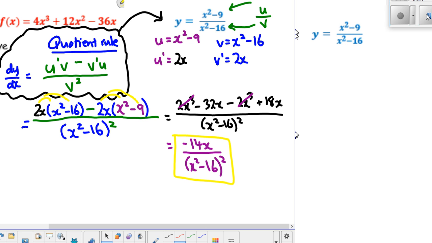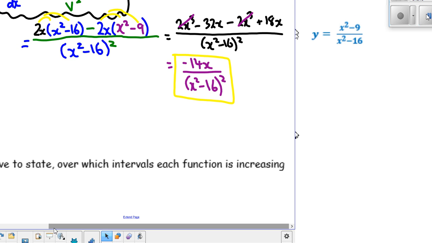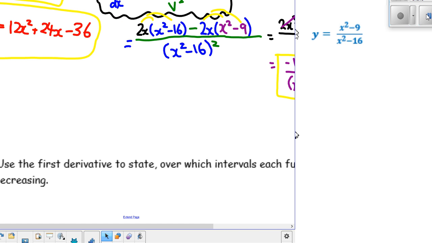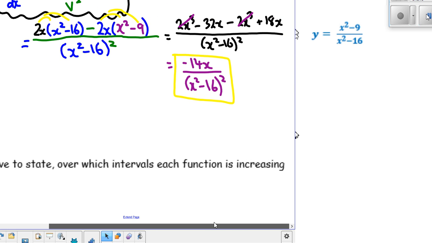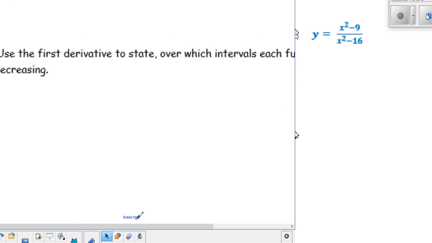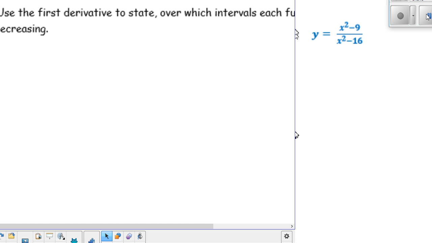Nice. So what's next? Oh, we've got another one down further, don't we? So we just found the first derivatives of 3 different functions. Use the first derivative to state over which interval each function is increasing or decreasing. This is a lot of work. Do you have enough time? I'll do A with you.